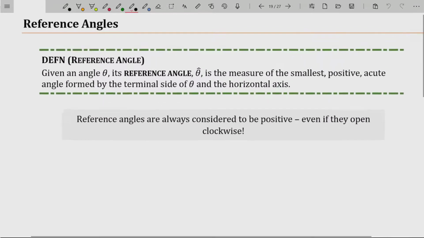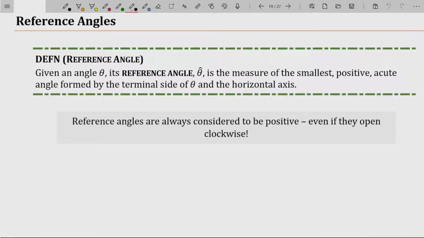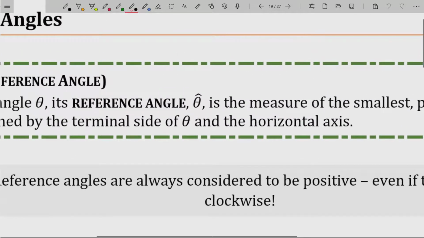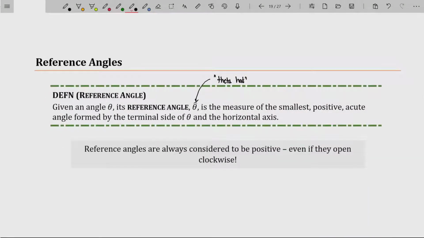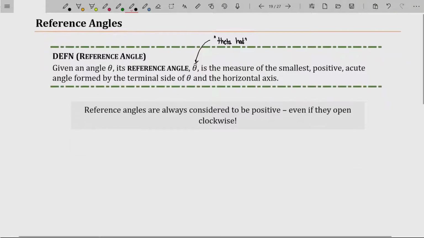So given an angle theta, its reference angle, theta hat is what we would call that, is the measure of the smallest positive acute angle formed by the terminal side of theta and the horizontal axis. Now, I know if I was a student and I was reading that, I would be like, say what? I'm sorry, I totally don't get that. So let's go ahead and actually show you a picture of this.